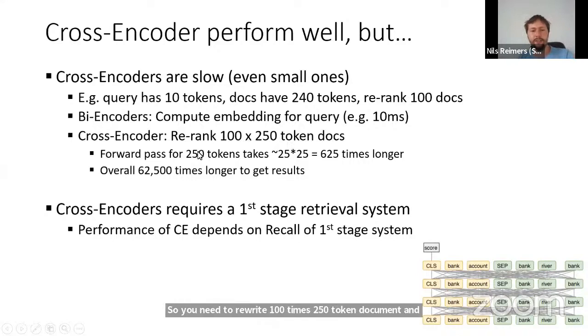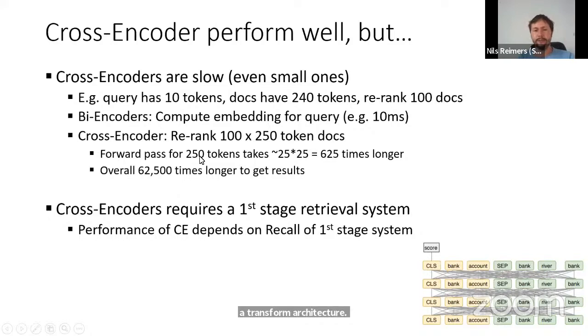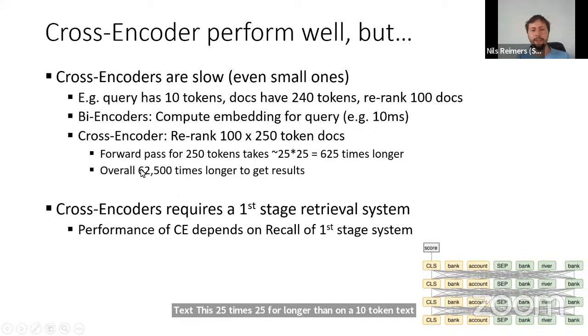And in the transformer architecture, the runtime is quadratic with the length. So doing a forward pass on a 250 token text is 25 times 25 longer than on a 10 token text for the query. Overall, the cross-encoder requires 60,000 times more compute than a bi-encoder. If you think about deployment, you care about latency, so how quickly do you get the search results? You also care about deployment costs. And a cross-encoder with 60,000 times higher compute cost and latency is just not feasible if you want to scale it to as many search queries as you have in web search, social network search, and so on.